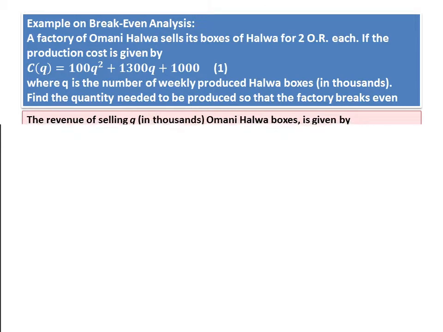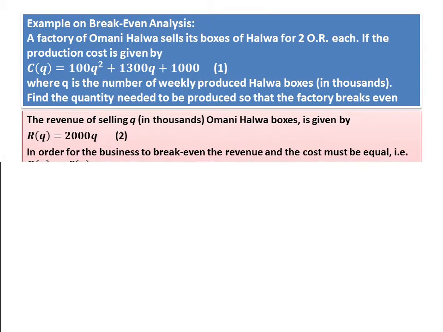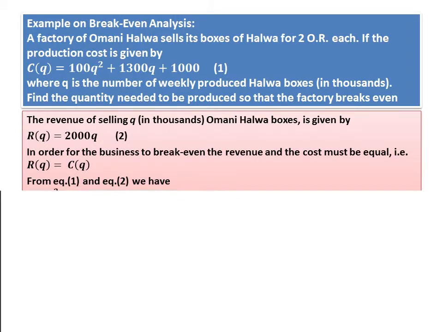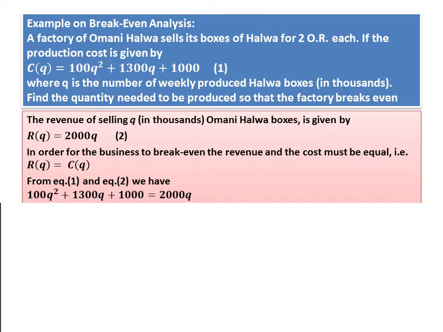Now we calculate the revenue. We know that the price of one box is 2 riyals and the quantity produced weekly is Q in thousands. So the revenue equals 2000 Q. In order for the business to break even, the revenue and the cost must be equal, meaning R of Q must be equal to C of Q. So from the above equations, which are numbered 1 and 2, we can write that 100 Q squared plus 1000 Q plus 1000 is equal to 2000 Q.